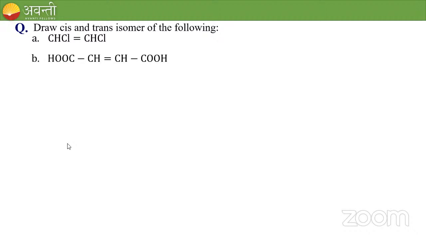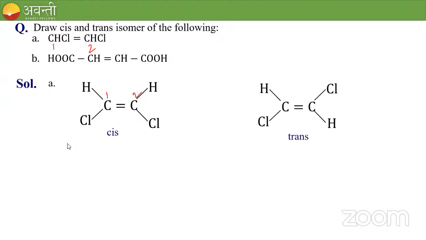So let me draw the cis and trans isomer of compound A. I have two carbons, 1 and 2. To the first carbon, chlorine and hydrogen are attached. The second carbon also has the same thing: hydrogen and chlorine are attached. If two similar groups are on the same side, it is cis. If you put them on the opposite sides, it is trans. If you put the similar groups in the opposite positions, then it will give you the trans isomer.